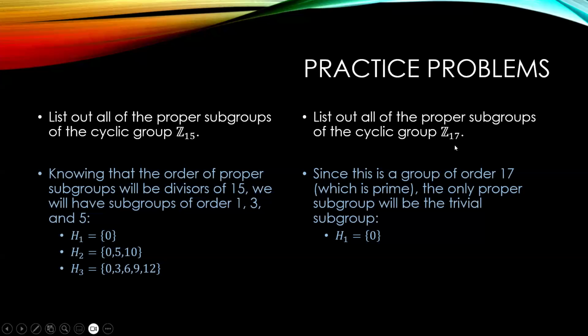In the case of Z17, 17 is prime. Because 17 is prime, the only proper subgroup is going to be the trivial subgroup.